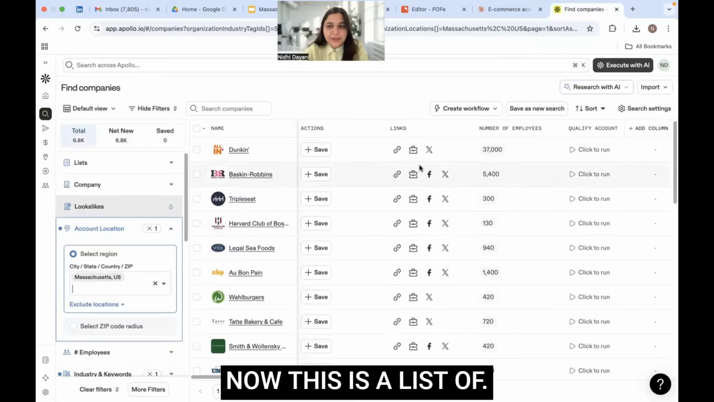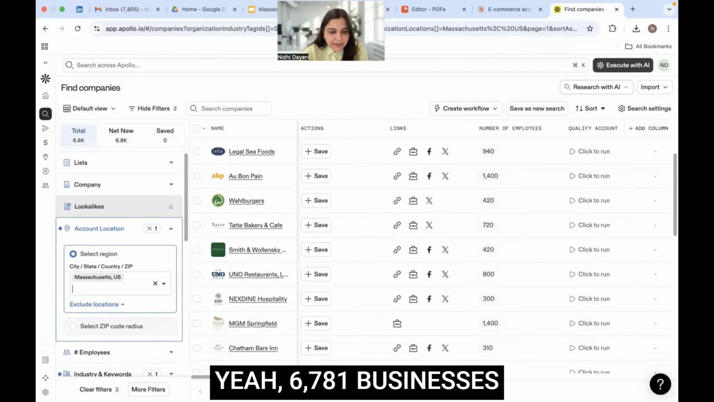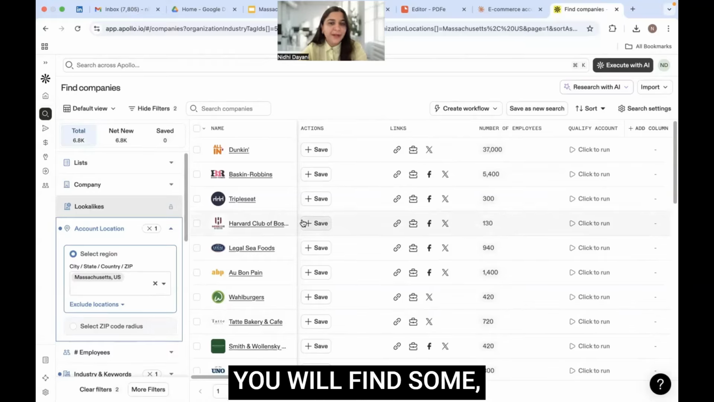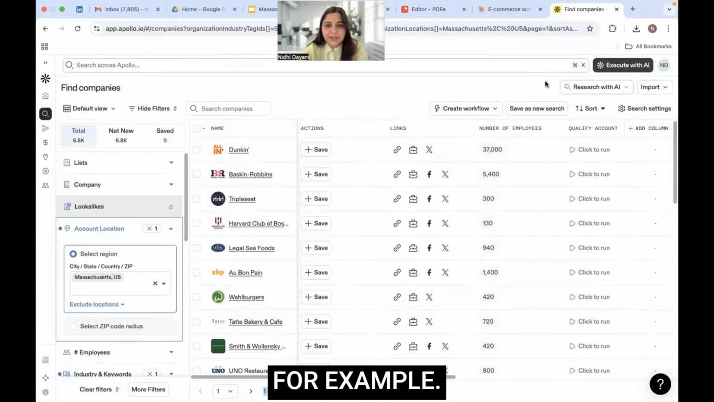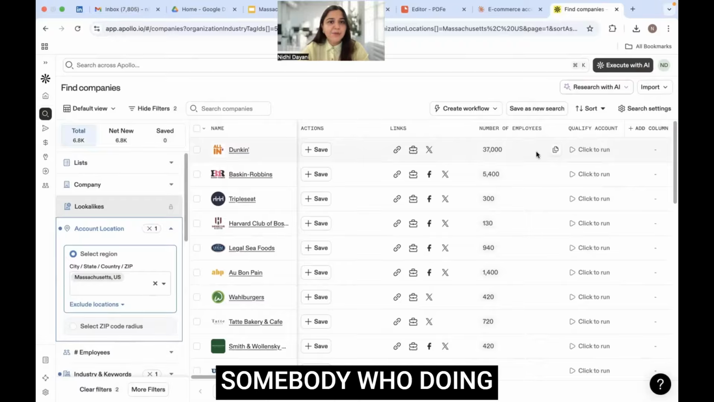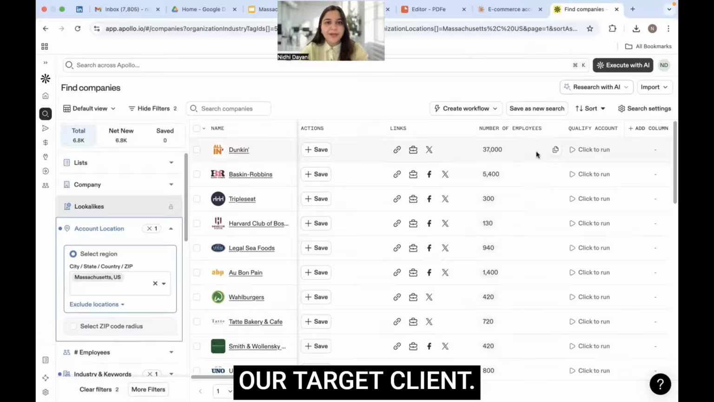This is a list of 6,781 businesses, which are restaurants in Massachusetts. Now you will find some bigger businesses here as well. Dunkin' Donuts, for example, you see 37,000 employees. They probably have somebody who is doing all the work for them, and that's not our target client.